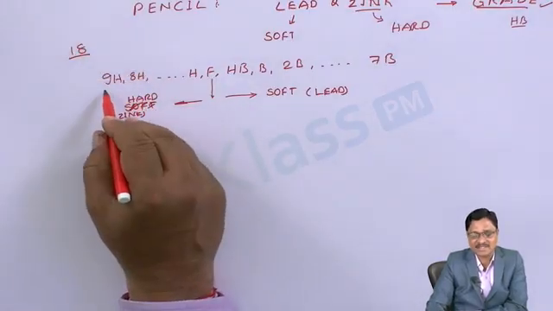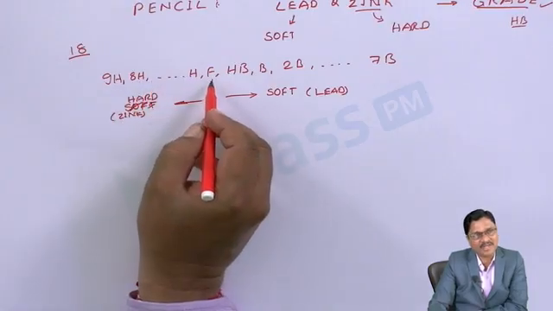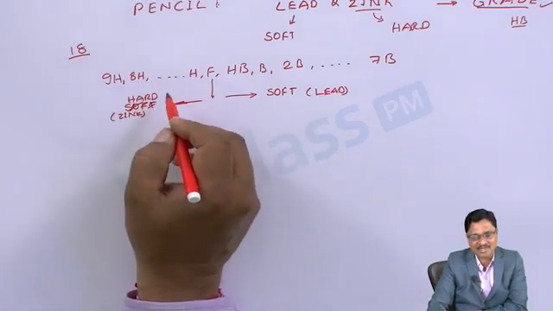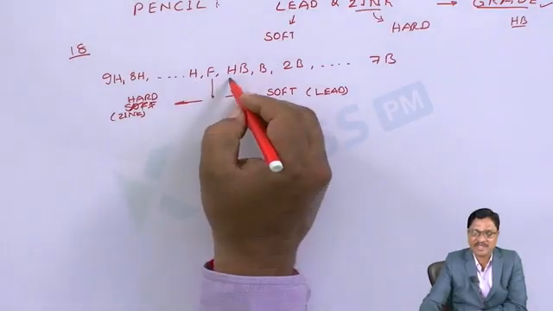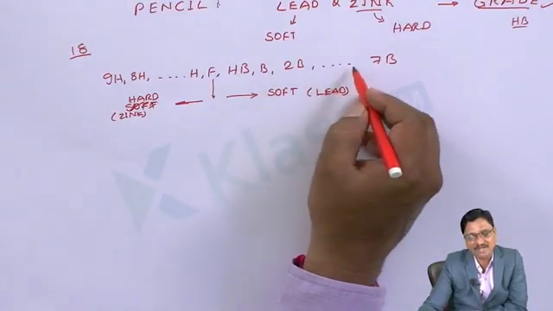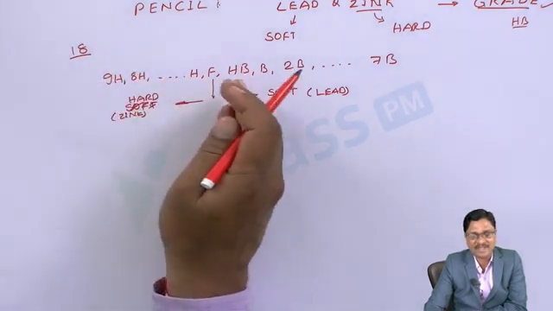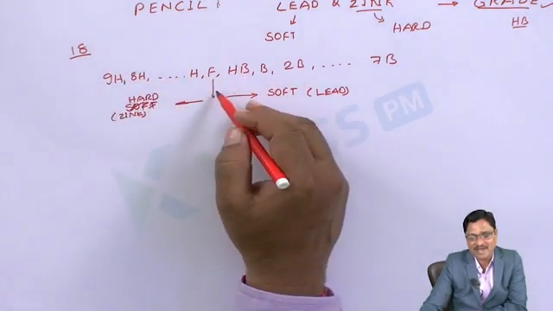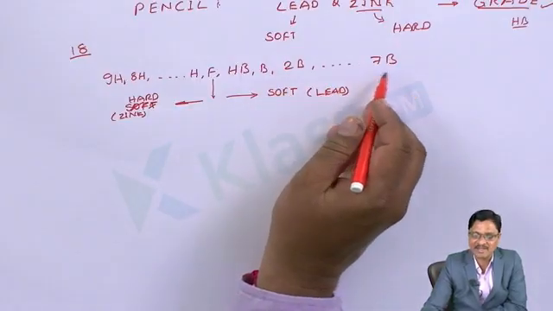In these 18 grades, the series starts from 9H. After that, it comes down by decrements of one number: 8H, 7H, and so on until H. Then F is the neutral proportion. Thereafter HB, B, 2B, and so on; as you move towards the right, there is an increment of one number on each side. So it starts from the higher end, decreases by one number to the neutral position, then moves right with an increment of one number each time.